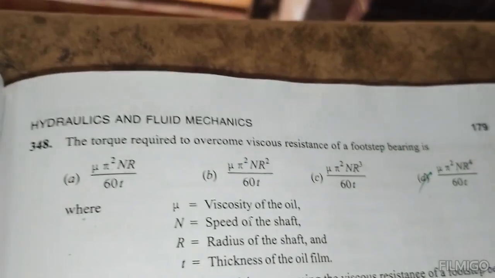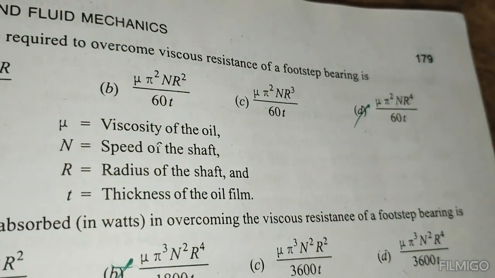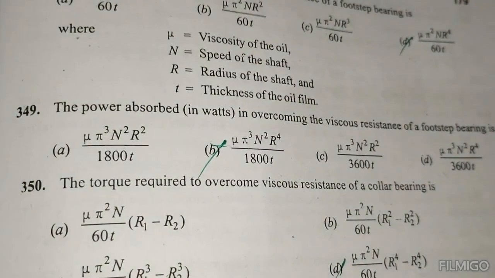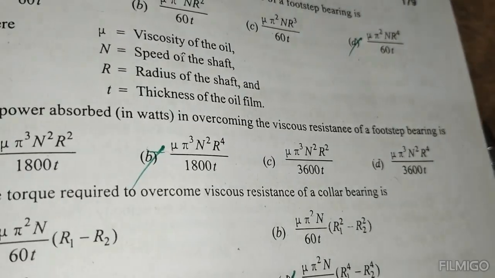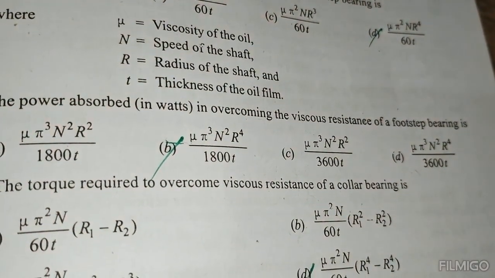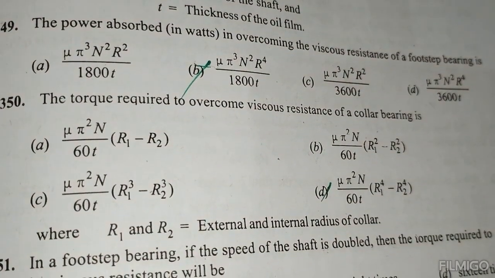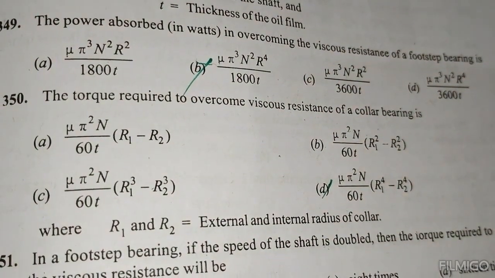The torque required to overcome viscous resistance in a footstep bearing is (μ π² N r⁴)/60 t. The power absorbed in overcoming viscous resistance of the footstep bearing is (μ π³ N² r⁴)/1800 t. The torque required to overcome viscous resistance in a collar bearing is (π² N μ/60 t)(r1⁴ − r2⁴).